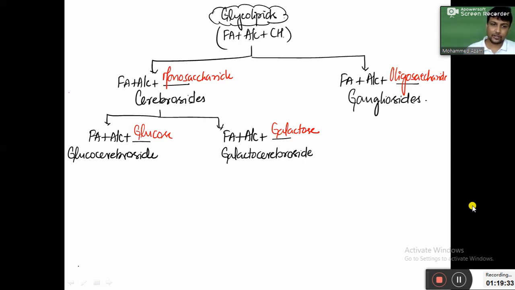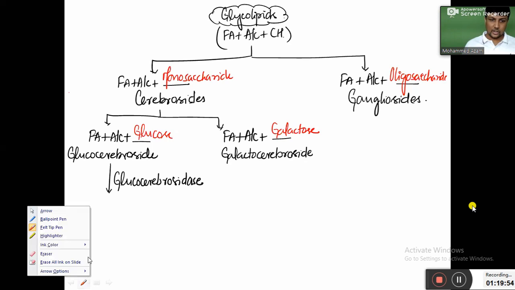And now my dear friends, the glucocerebroside, this will be metabolized in the presence of an enzyme. The name of the enzyme will be glucocerebrosidase. You just have to add A's there. So what is the name of the enzyme, sir?